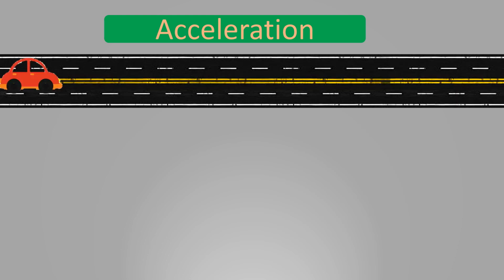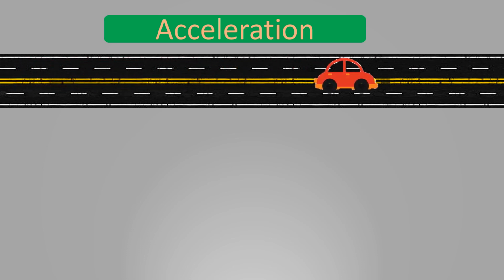Another familiar word in physics is acceleration. If you know how to drive a car or a motorbike, you must know what acceleration is. Suppose there is a car on the road. Initially, the velocity of the car is lower. As time increases, the velocity of the car starts increasing. Suppose at the first second, the velocity of the car was 2 meters per second.